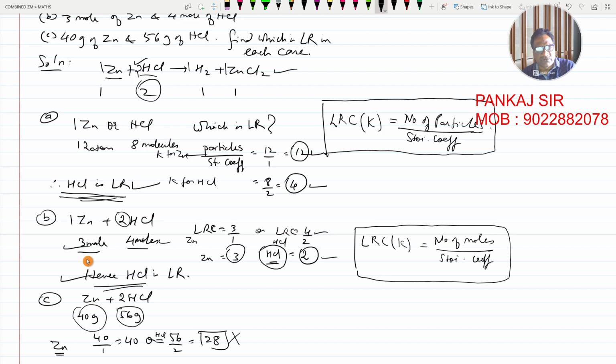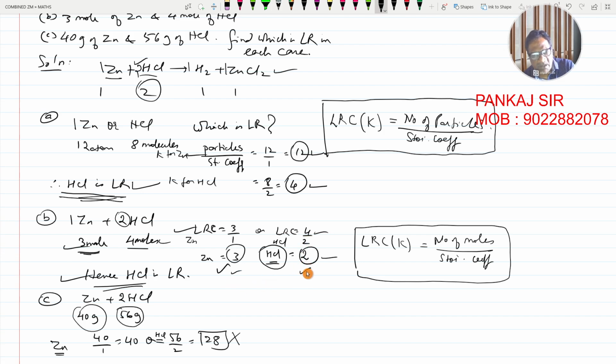The number of moles for zinc is given as 3. So LRC for zinc will be 3, because 3 moles of zinc are given in this reaction, divided by 1, the stoichiometric coefficient of zinc. So 3 upon 1 is equal to 3. So you get the K value for zinc as 3. Similarly, the K value for HCl will be 4 upon 2, because 4 moles of hydrochloric acid are used and the stoichiometric coefficient of HCl is 2. So 4 upon 2 works out to 2.